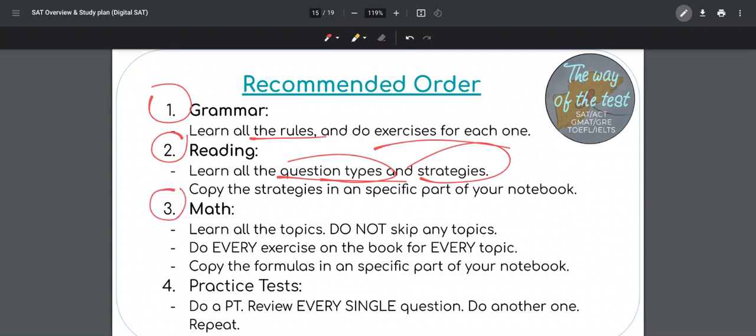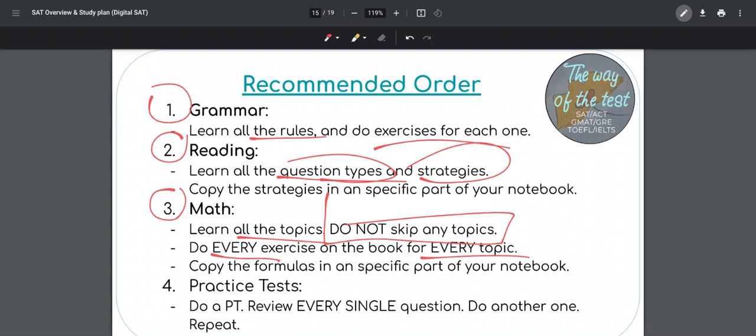And finally, I recommend that after doing grammar and after doing reading, you're going to do math. Now, in math, I recommend that you learn every single topic. Do not skip any topic. Some of you may think that you already are very familiar and you're already good at certain topics like geometry or percentage. Still, do not skip it. If you feel that the exercises are too easy, then focus on doing them faster, doing them in your head, without using a calculator, without using pen and paper, but do not skip it. Do every single exercise for every single topic, okay?